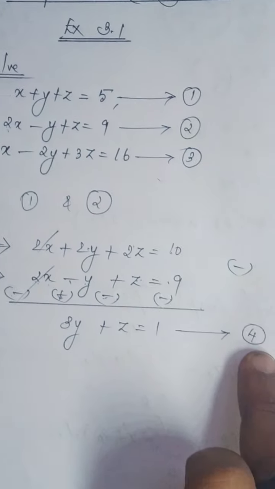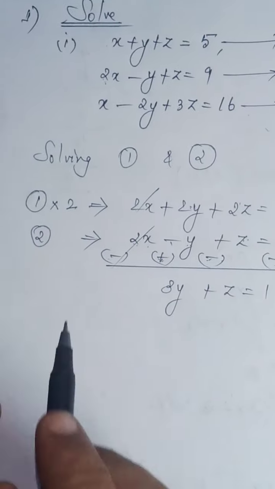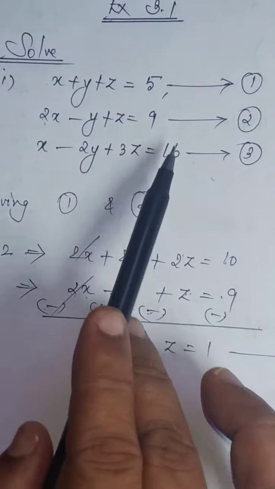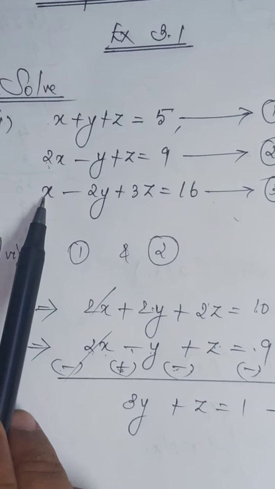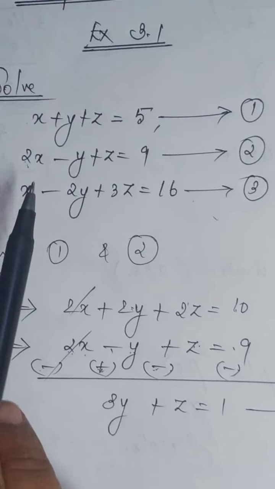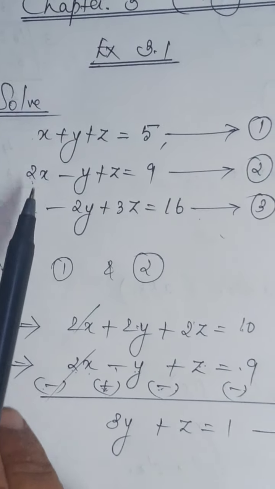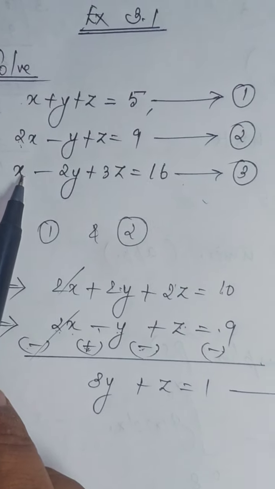Now equation number 4. Now we have to take another pair, either 1 and 3 or 2 and 3. Now I am going to take 1 and 3 because here x, here also x, can easily eliminate. Even you can take 2 and 3. So instead of taking 2 and 3, if you take 1 and 3, that will be easy for you, right?